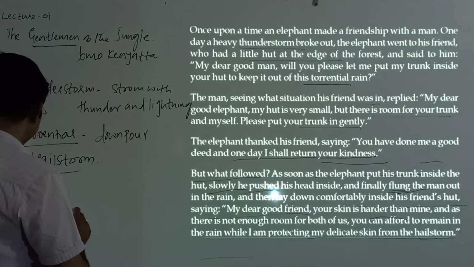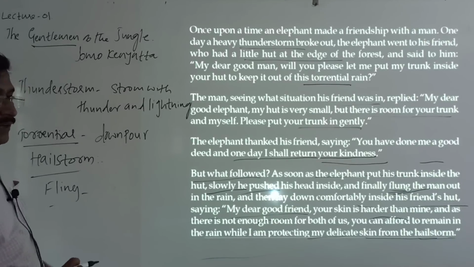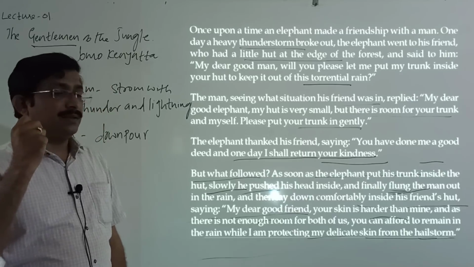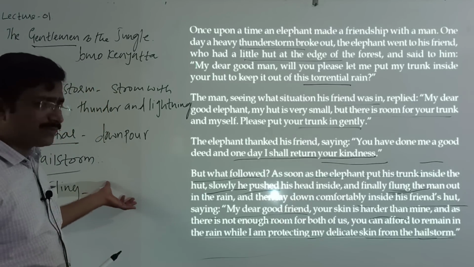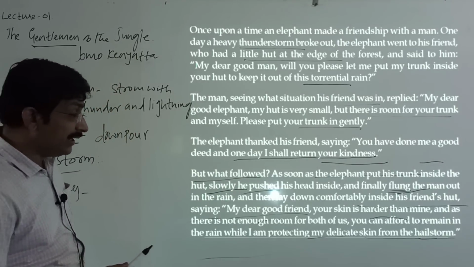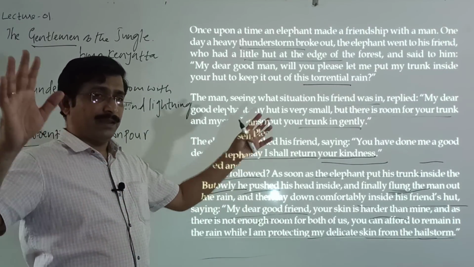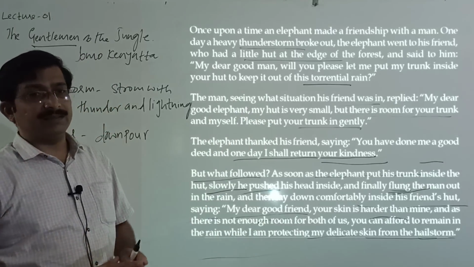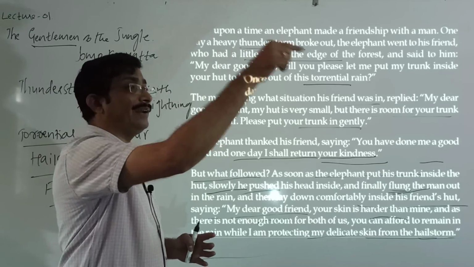Flung, it's the past form of fling. Fling means to throw. Here, throwing the man out in the rain, and then it lay down comfortably inside his friend's hut. Comfortably, it had settled down in the hut of that man, and the man was standing in the rain.